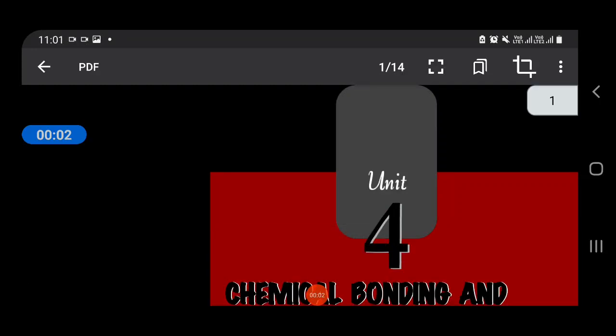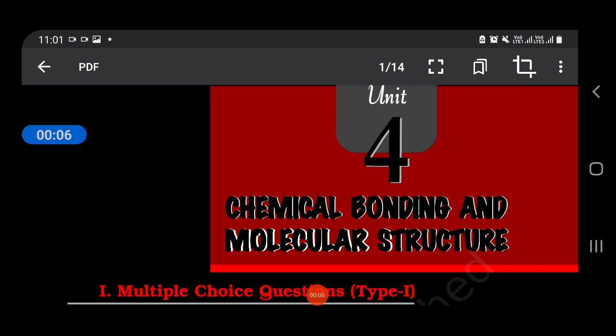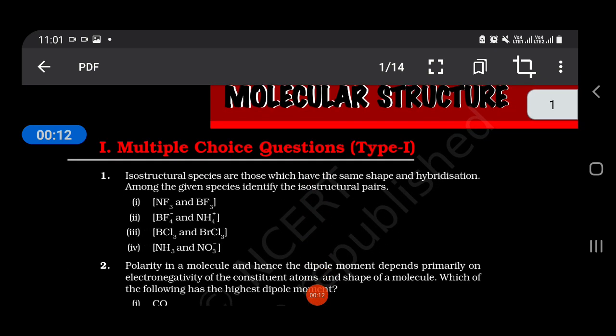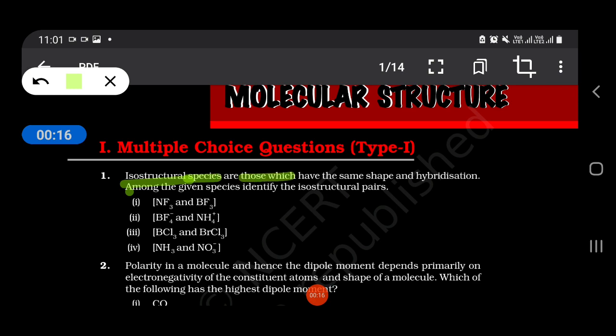So hey students, today we are going to do some MCQs from chemical bonding and molecular structure, and it will be whole NCERT exemplar MCQs. So our first question goes to this one. Isostructural species are those which have same shape and hybridization. Among the following species, identify the isostructural pair.